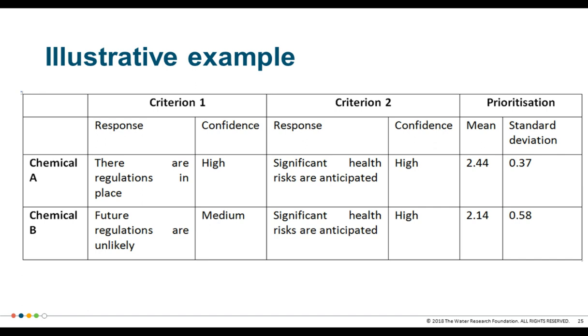We end up with a lower mean value for the prioritization for chemical B, because in this case we've said that whether or not regulations are in place is an important criterion, and we'd be more likely to prioritize something for which regulations are in place. So you end up with a lower mean value. In this example, we can also look at the standard deviations, and we see that they are in the opposite order: chemical B has a higher standard deviation than chemical A, which means that there's a greater degree of uncertainty, which is a direct consequence of having selected medium confidence for criterion 1 for chemical B.